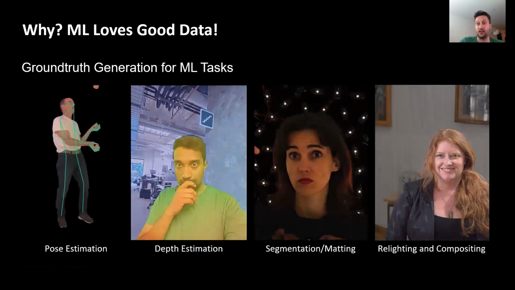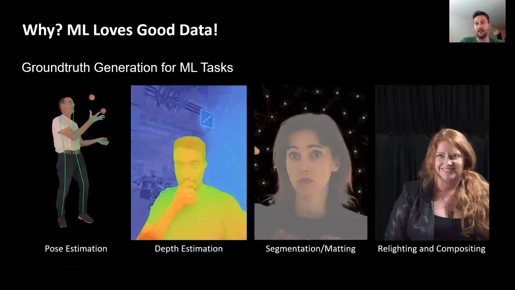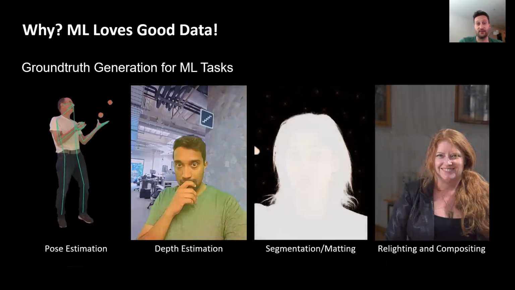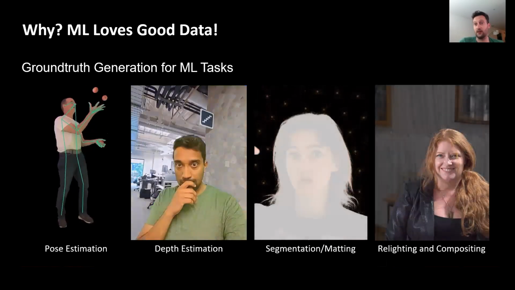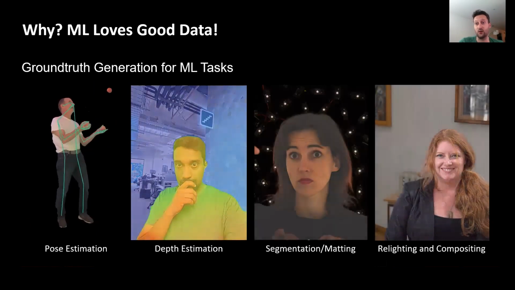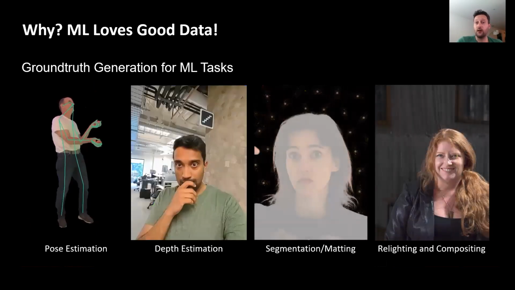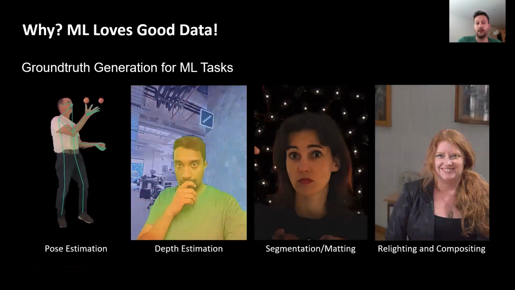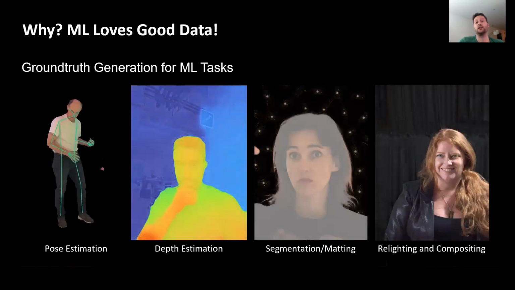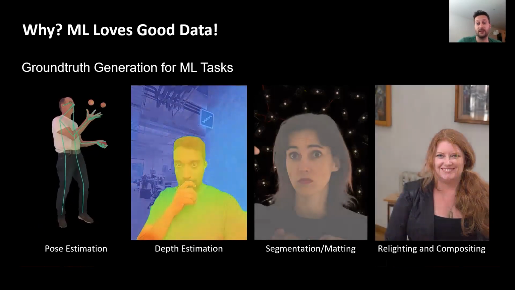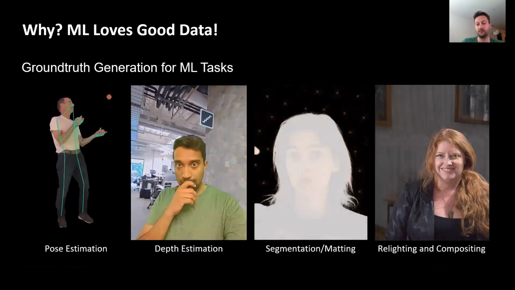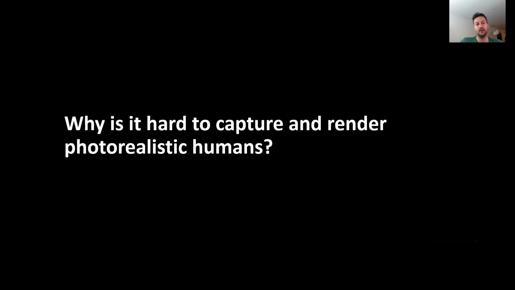Similar for depth estimation tasks. You can use these systems to generate ground truth depth from single RGB images, but also people segmentation and matting and relighting and compositing. If you look at all these tasks, they all have something in common, which is photorealism. They all rely on high quality, photorealistic renderings to actually train machine learning models. So why is it so hard to capture and render photorealistic humans?